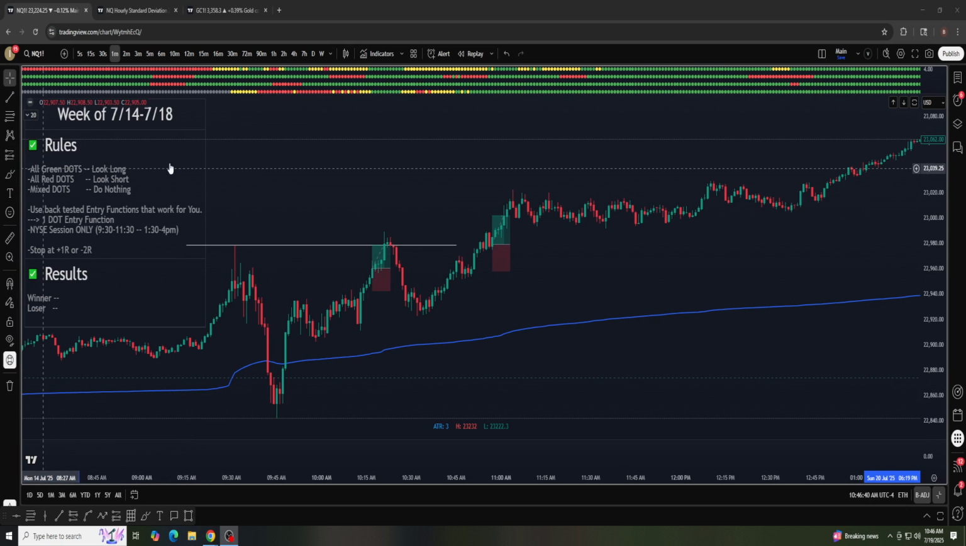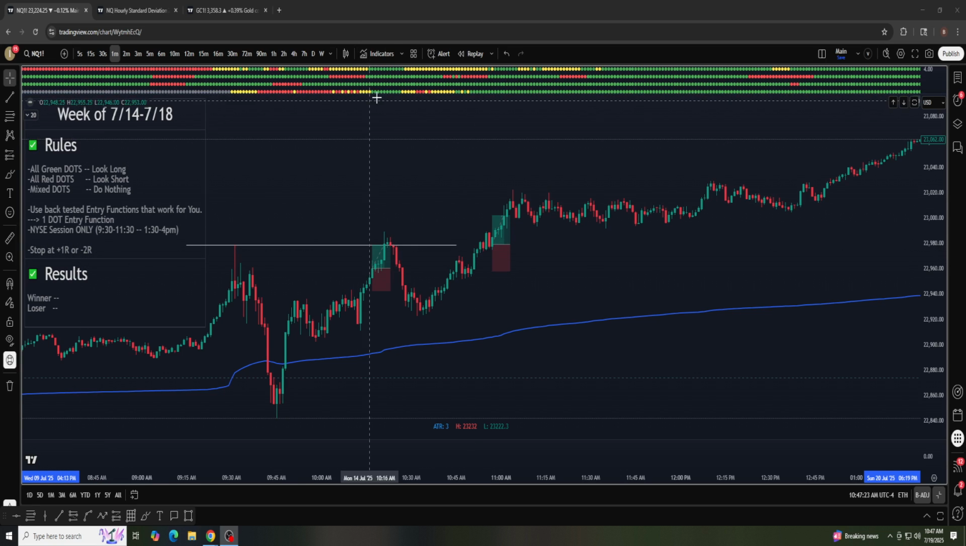So the rules are when the dots are all green, you look long. When the dots are all red, you look short. And when they are mixed, you do nothing. So this video is going to be using the one dot entry function. All that is very simply when there is a column of all green dots that occurs after market open at 9:30, in the windows of 9:30 to 11:30 or 1:30 to 4 p.m. I don't trade lunch, or this system does not trade lunch. And then simply stopping when you are at 1R or minus 2R.